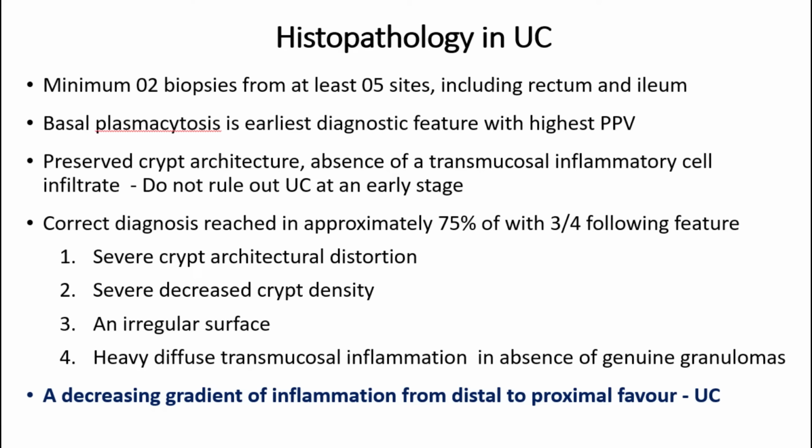A decreasing gradient of inflammation from distal to proximal favors ulcerative colitis, that is, the rectum is more involved as compared to the descending colon, as compared to the transverse colon. So, if there is a decreasing gradient of inflammation from distal to proximal, that favors the diagnosis of ulcerative colitis.